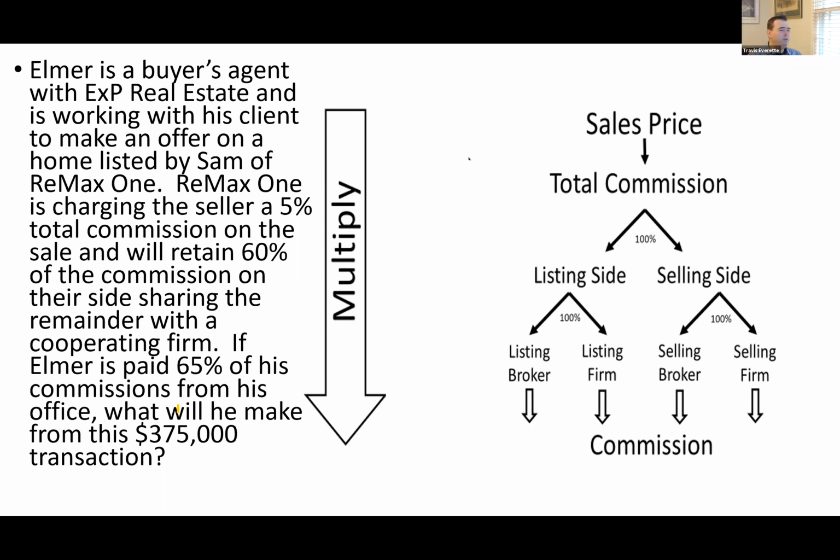Again, you're giving me a lot of good information, but it's still giving me information. I haven't gotten to a question yet. If Elmer is paid 65% of his commissions from his office, what? There's a question word. How, what, when, where, why? What will he make from this $375,000 transaction? What will he make? What will Elmer make? And there's Elmer again.